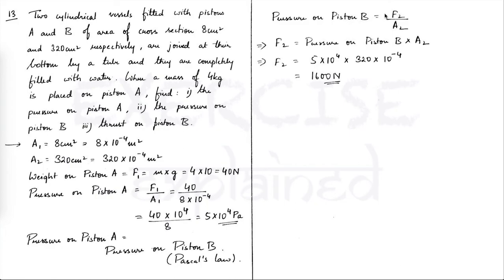So F2 will be equal to pressure into A2. So pressure, we just got it as 5 into 10 to the power of 4 into A2, that is area of the bigger vessel, the bigger piston, that is 320 into 10 to the power of minus 4 meter square. So we get it as 5 into 10 to the power of plus 4 into 320 into 10 to the power of minus 4. 10 to the power of plus 4, 10 to the power of minus 4 cancels. So we have 5 into 320, which gives us 1600 newtons. So the thrust on piston B is 1600 newtons.